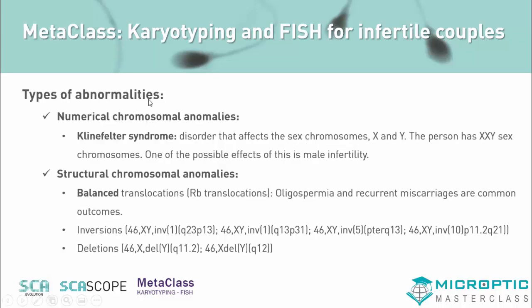Types of different abnormalities that you can find. There are 2 types. Numerical chromosome abnormalities, where some chromosomes are more, like a trisomy, or fewer, only one. This is one of the possible causes of male infertility. Another abnormality can be structural chromosome abnormalities, such as balanced translocations. This can be a cause of oligospermia, and recurrent miscarriage is common. And also inversions or deletions of chromosome pairs.